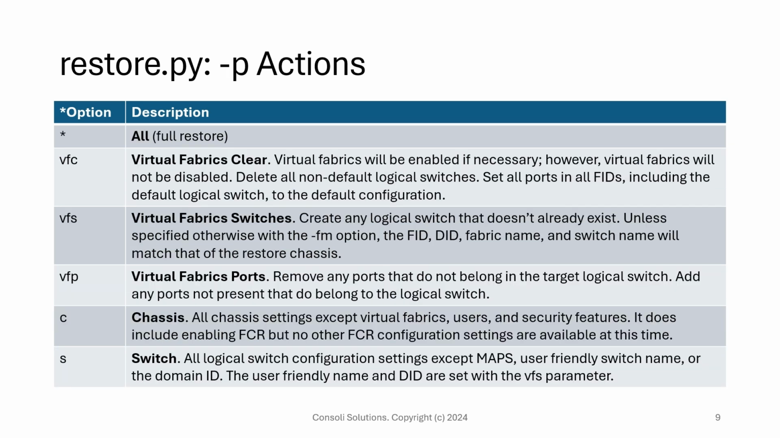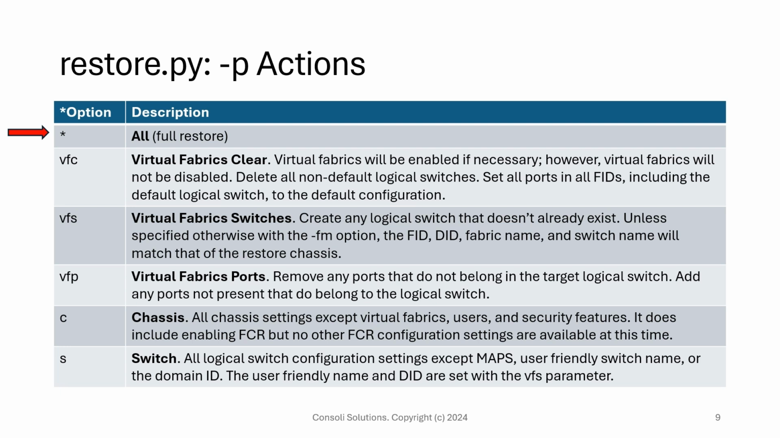The -P option is used to define what gets restored in the target switch. When specifying a CSV list of actions for use with -P, the order doesn't matter. Certain things, such as moving ports to a logical switch, require the switch to be created first, so the order of actions is predetermined. Redundant actions are removed. This is roughly the order in which the actions are taken. Diving into these details is beyond the scope of this video.